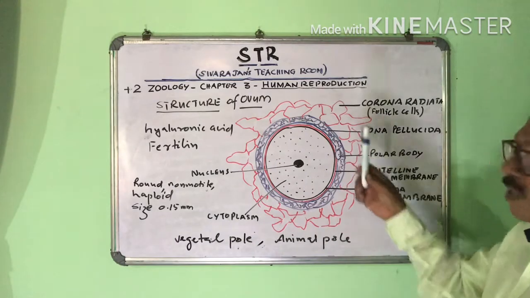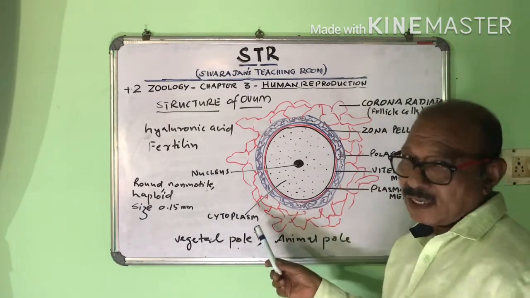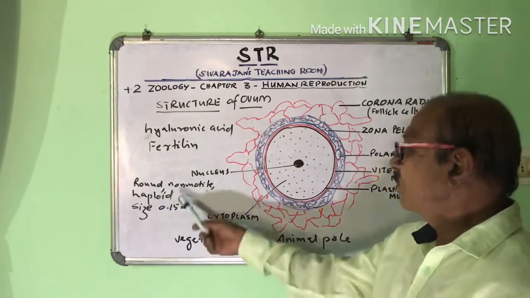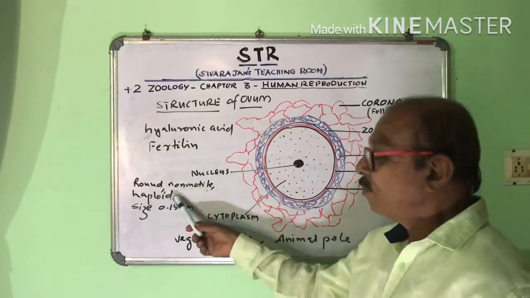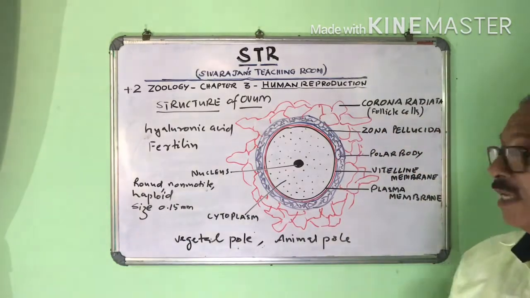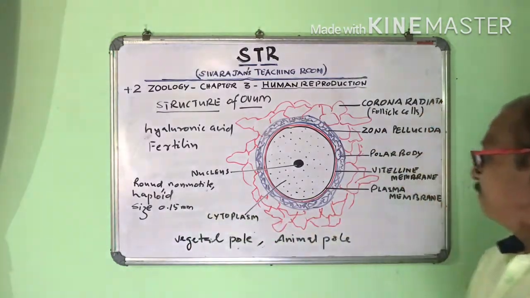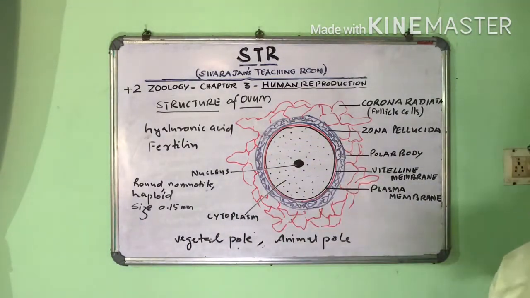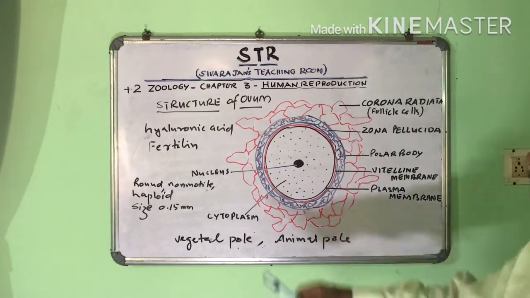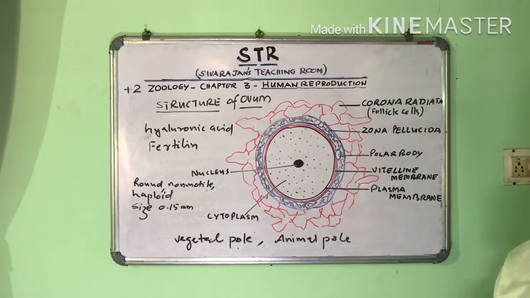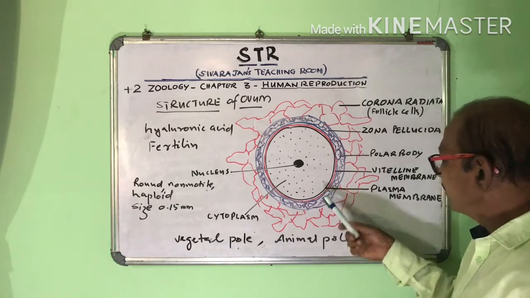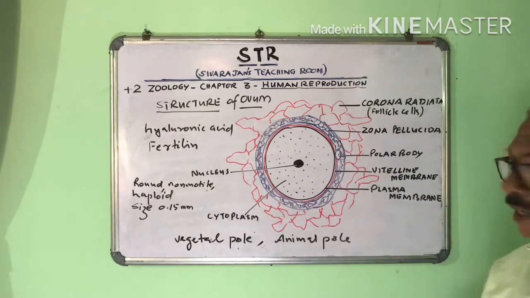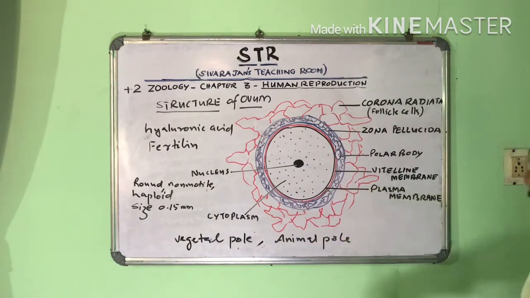So what do you know about the ovum? The ovum is the female gamete. It is round in shape, non-motile, and has a haploid nucleus, and the size is about 0.15 millimeter. See, it has dense cytoplasm. A large amount of cytoplasm is there, and it is covered by a membrane. See this dark line, this black line, that is the plasma membrane. So the ovum is covered by a plasma membrane.